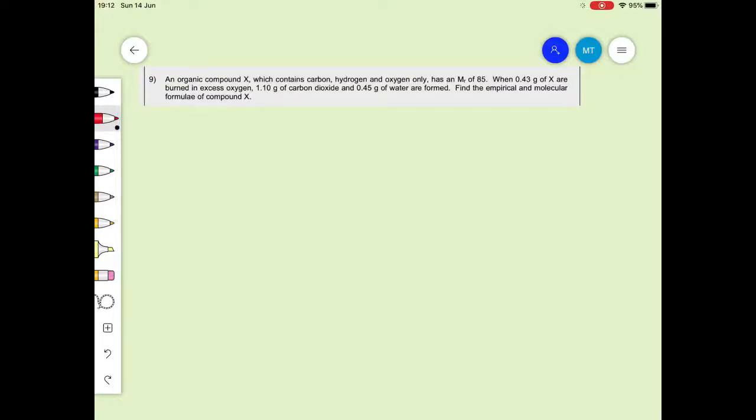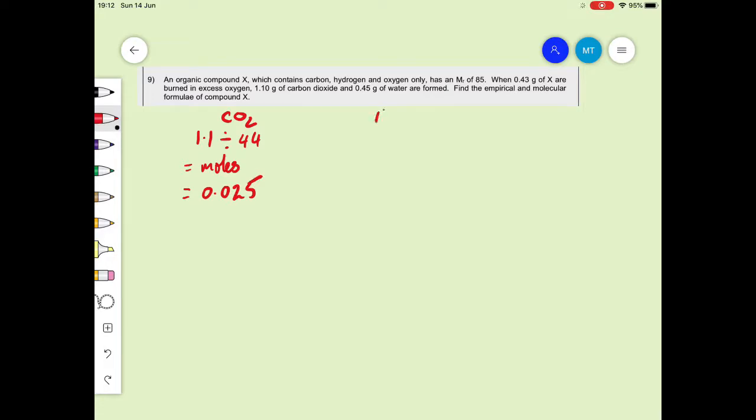Hi, this is a quick video that I'm going to use to explain how to do this problem. In this one, what you need to do is find the moles of carbon dioxide. To find the moles of carbon dioxide, you do mass over relative mass, and that should give you 0.025 moles of carbon dioxide.